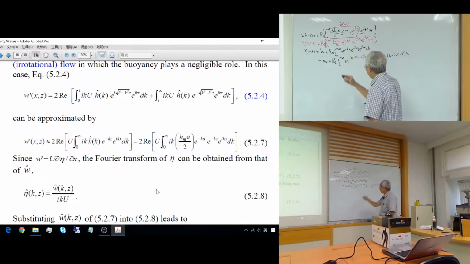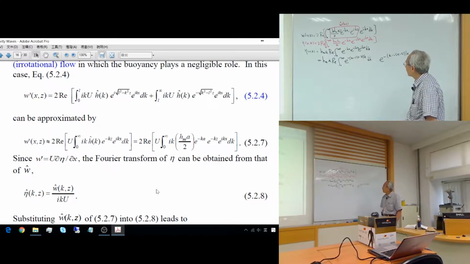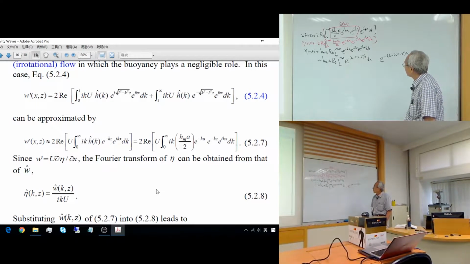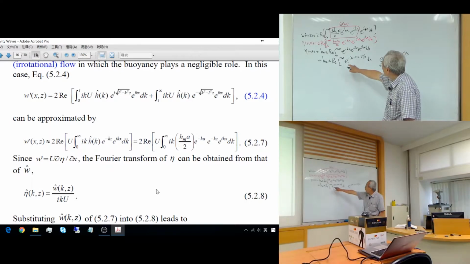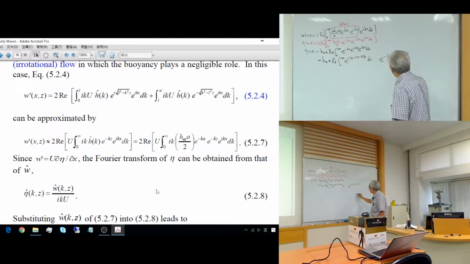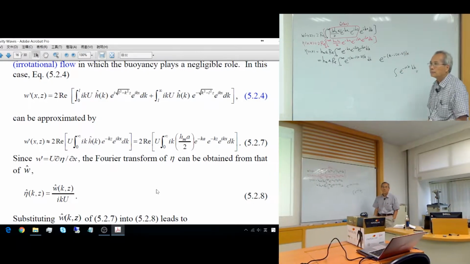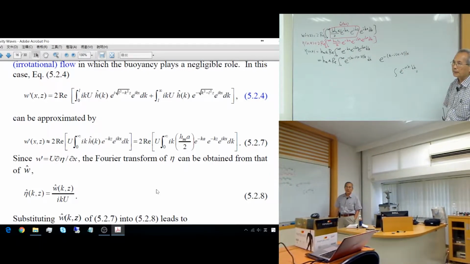So then this can be solved, because this is the integration of e to the minus alpha k dk. And what's this?